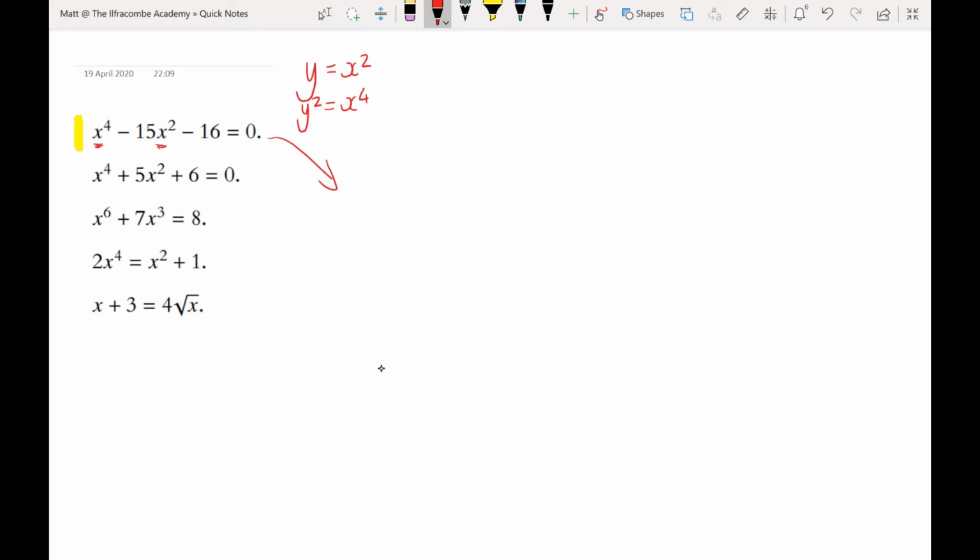So x to the power of 4 becomes y squared minus 15x squared, so that's minus 15y minus 16. It's a quadratic. I can solve it. We've got a whole range of ways of doing it. I'm going to factorize this one, but nothing to stop you using a calculator or using the formula. So y is 16 and y is minus 1.